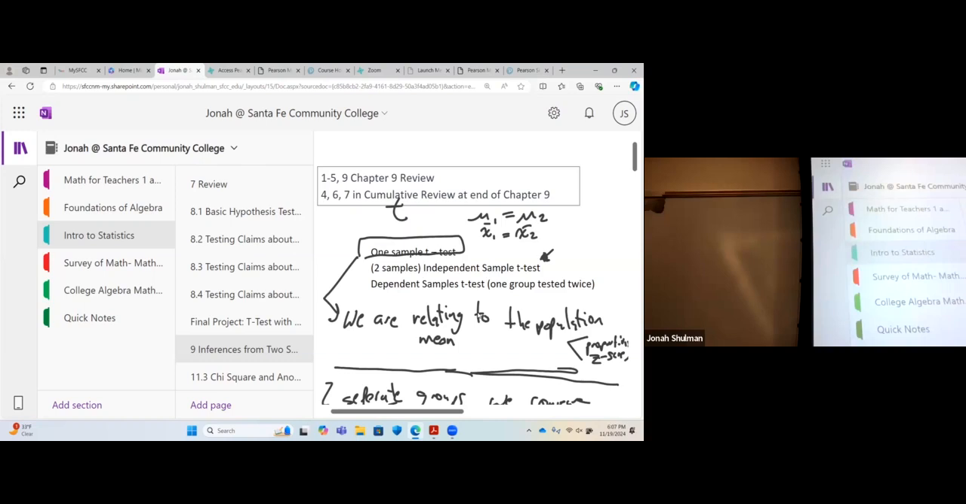And the alternative hypothesis for this one would be that our sample mean is different from the population.